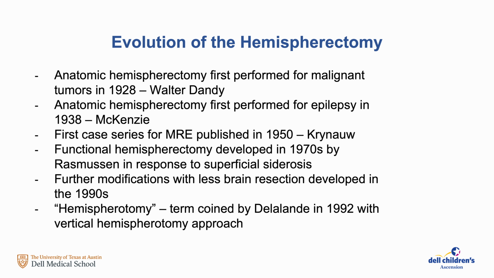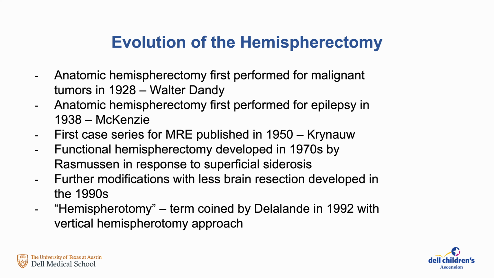So the evolution of the hemispherectomy. Now, it started with an anatomic hemispherectomy that was done for tumor by Walter Dandy in 1928. That was the first written about. Then the first one done for seizure on a child was by Dr. McKenzie in 1938. The first series published on medically refractory epilepsy and anatomic hemispherectomies was published in the 50s by Corewell.